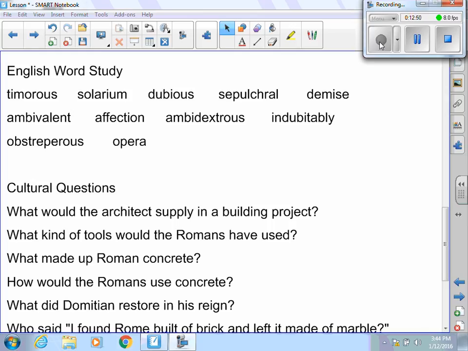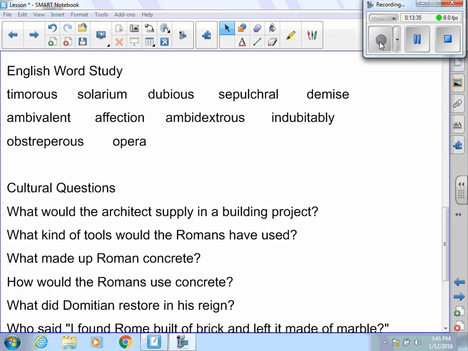Demise, it's somebody's death or downfall. Ambivalent comes from ambo, which means both, and vale, which is to greet. Hey, what's up? Vale, to greet both ways. So, in other words, not knowing whether something is good or bad, that means that you're being ambivalent. So you have mixed feelings. Affection comes from afficio, which is to affect something. Ambidextrous, use both hands. Ambo again is both. Dextra is right, so it means both right hands. So you use either hand. You just have two right hands.